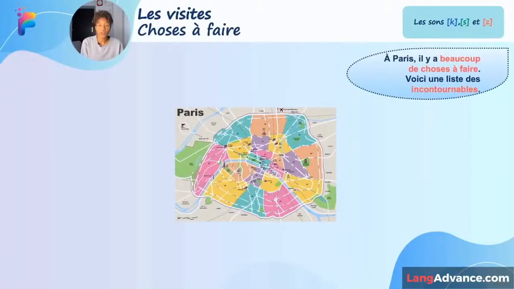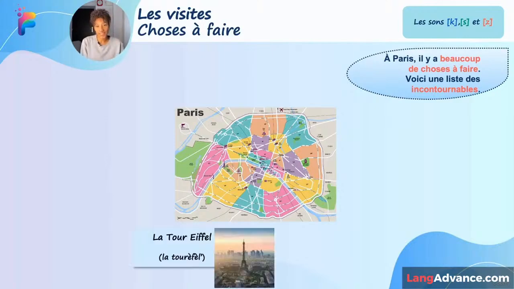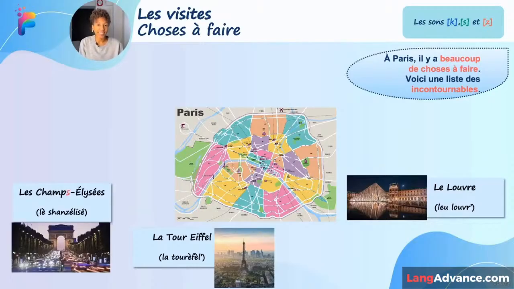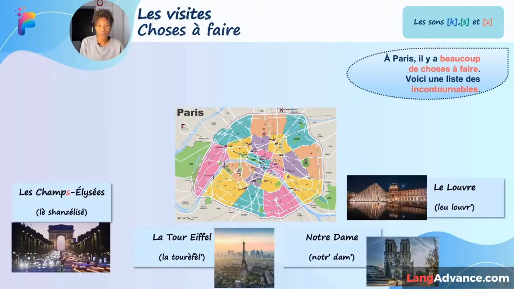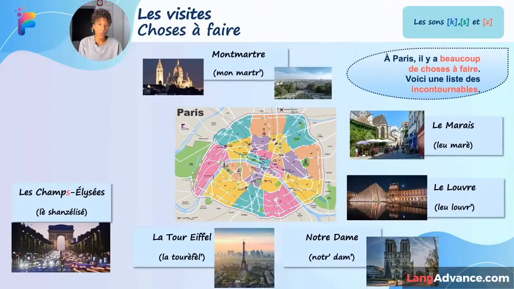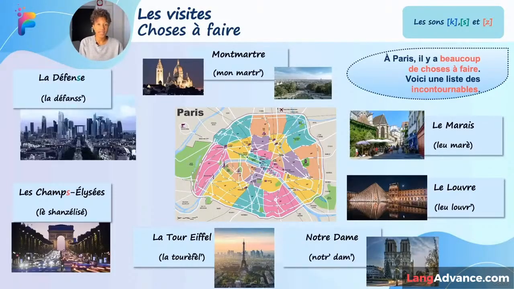Things that you can do, things that you can visit in Paris. À Paris, il y a beaucoup de choses à faire. Voici une liste des incontournables. Those ones, you shouldn't miss them. Let's have a look together. La Tour Eiffel, le Louvre, les Champs-Élysées, Notre-Dame, Montmartre, le Marais, la Défense.